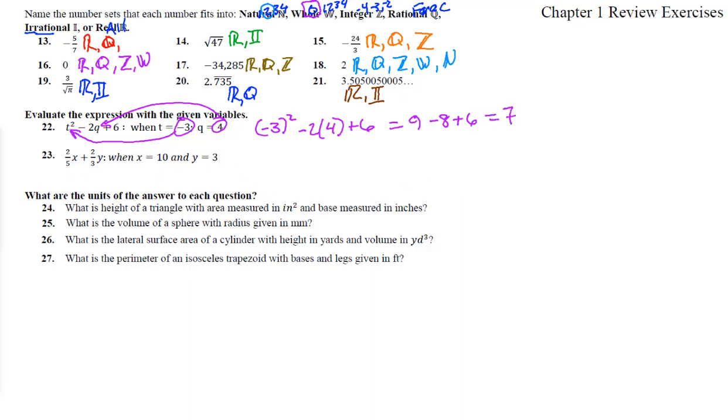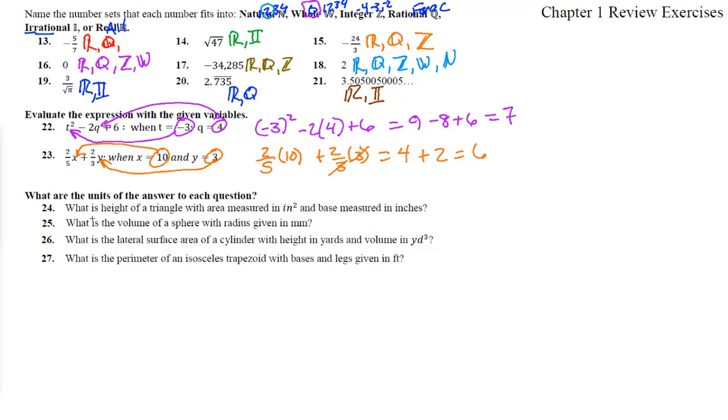Good. And the next one, number 23. The 10 goes in for the x, and the 3 goes in for the y. 2/5 times 10 plus 2/3 times 3. 2/5 times 10 is 4. 2/3 times 3 is 2. And we get 6 as an answer.